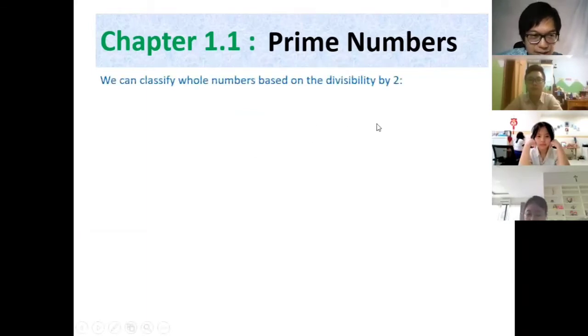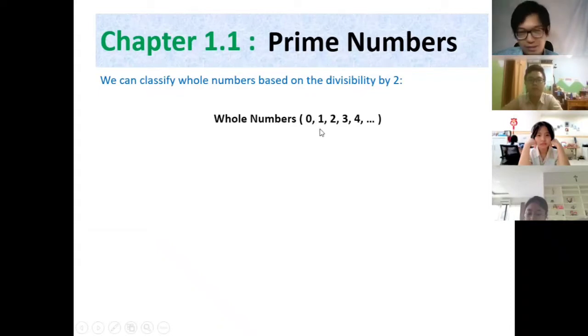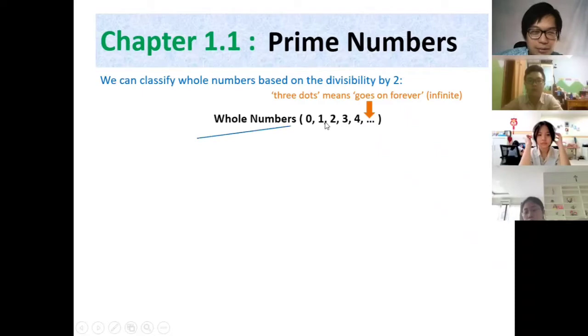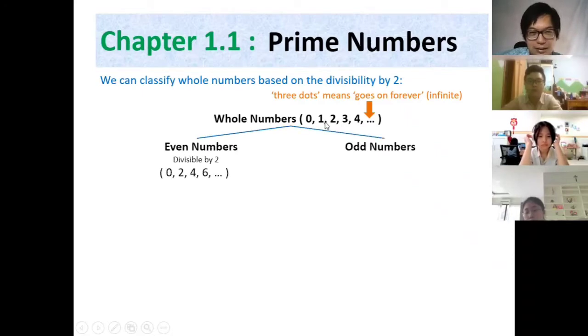We already learned divisibility by 2, whole numbers. So we know that the numbers are composed of the whole numbers from 0 increasing, and this goes on forever, right? So 1 2 3 4 5 6 7 8 9 10 until infinite. And whole numbers are divided into even and odd, right? Quite simple, right? We haven't learned prime numbers yet. Okay, so an even number can be divided by 2, an odd number cannot be divided by 2.